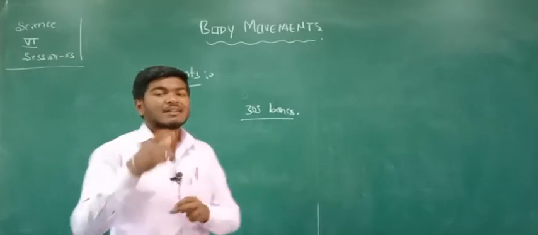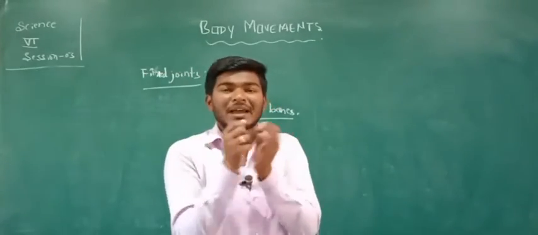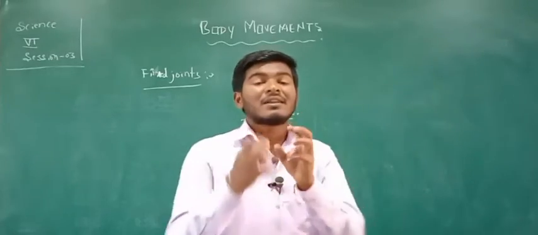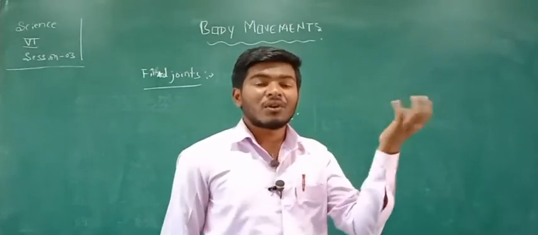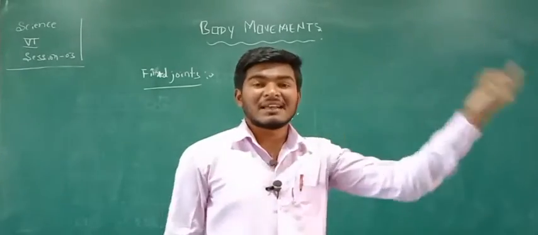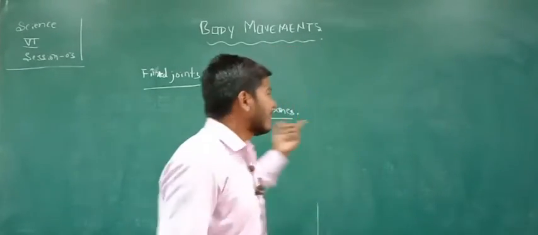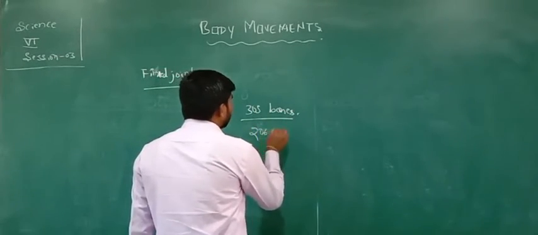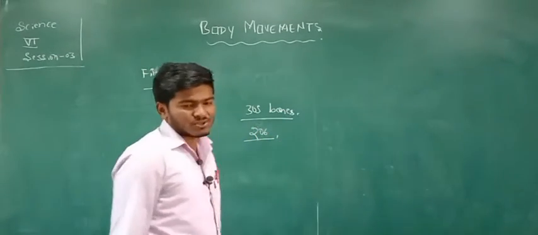Why? Because different bones are going to be collected and become one bone. Have you understood? Three or four or a number of bones are going to be fused and make a single bone. Therefore, after some age, the number of bones present in the body is 206.